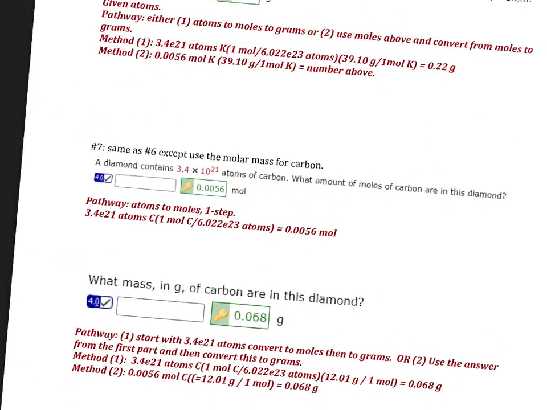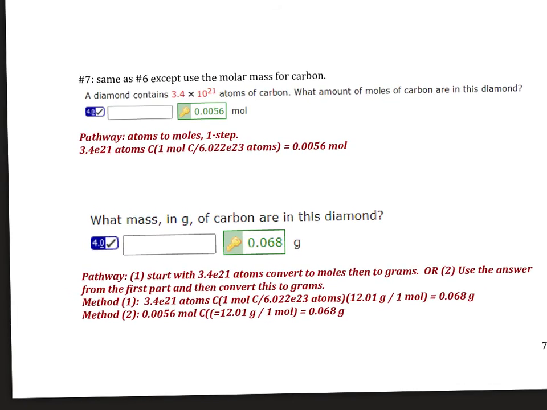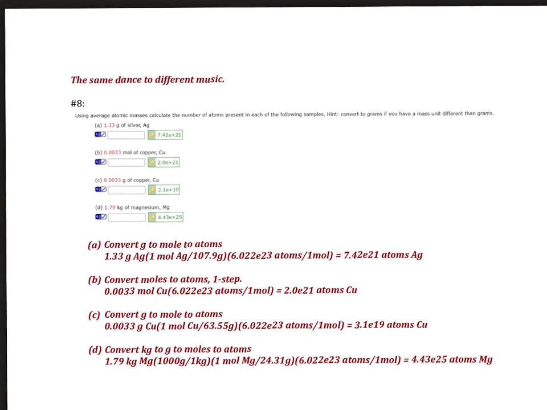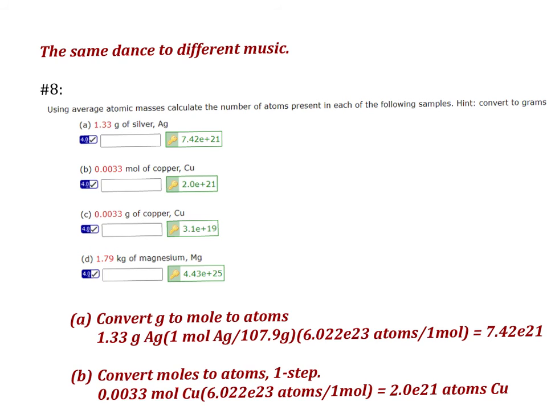Let's look at question 7. Question 7 actually is the same as number 6, except it's with carbon. And that leads us to our last one, which is question 8, which gives you a variety of problems to solve. And each of these wants you to calculate the number of atoms, but you're given something different for each one. So this first one is grams to atoms, so it'll be grams to moles to atoms, the GMA.